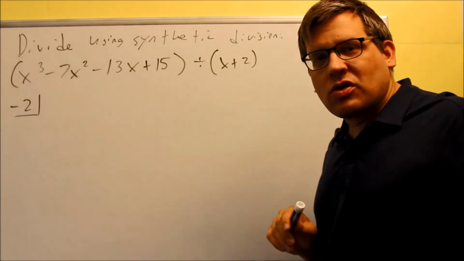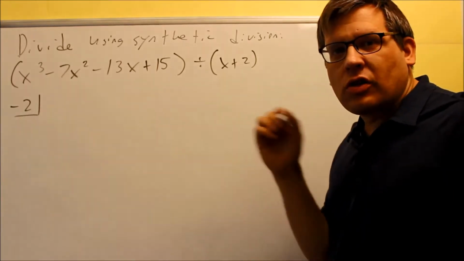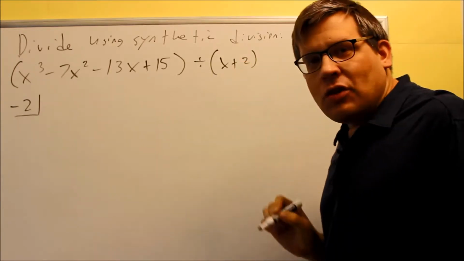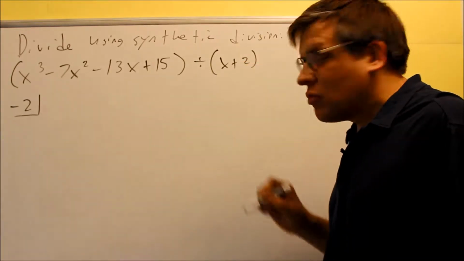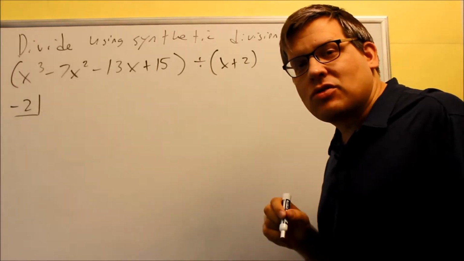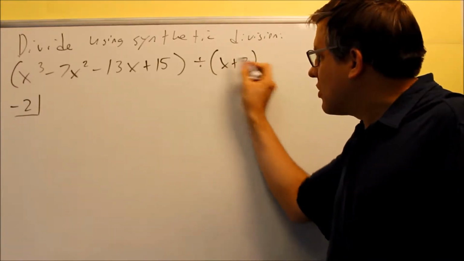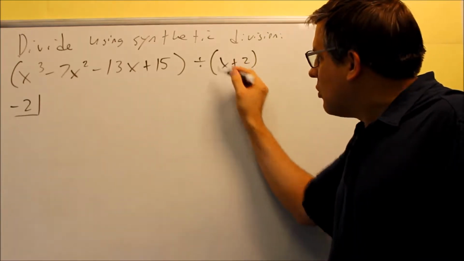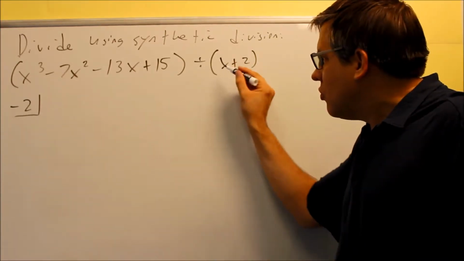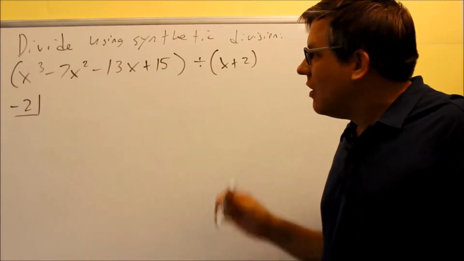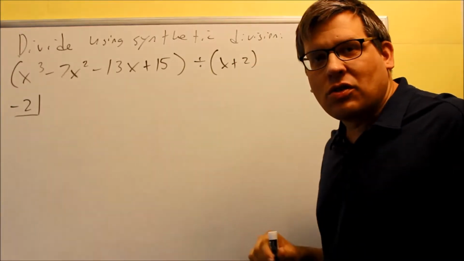Also, the only time you're ever allowed to do synthetic division is when you have a 1 in front of the x, and the x is raised to the first power. That's the only case where you're able to do synthetic division. So you have to be dividing by something linear. There has to be a 1 in front of the x. You couldn't do 3x plus 2, something like that. It has to be a 1. Those are the conditions that allow you to do synthetic division.